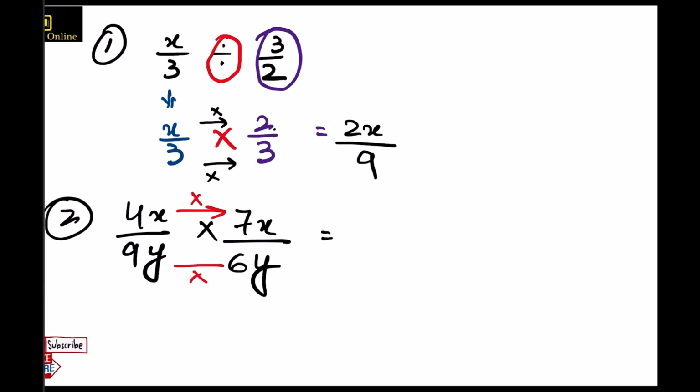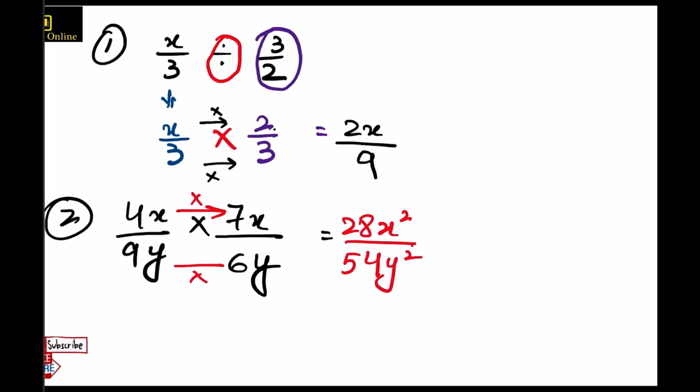We're going to start with the numbers. 4 times 7 is 28. When we multiply x with x, we get x squared on the top. The bottom is 9 times 6, which is 54, and the variable is y times y, which is y squared.